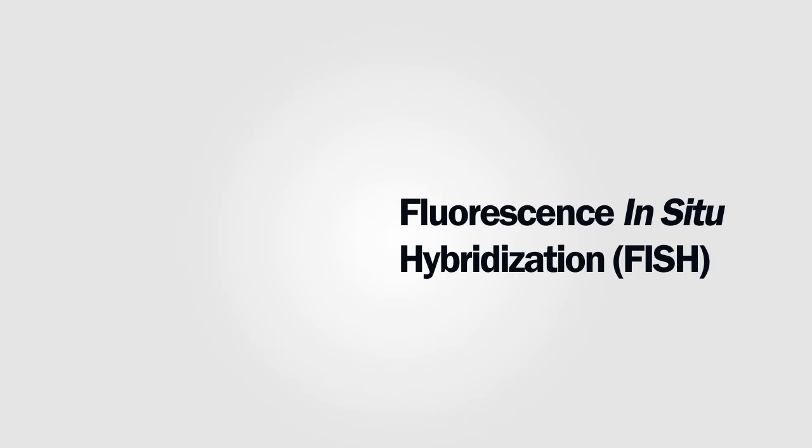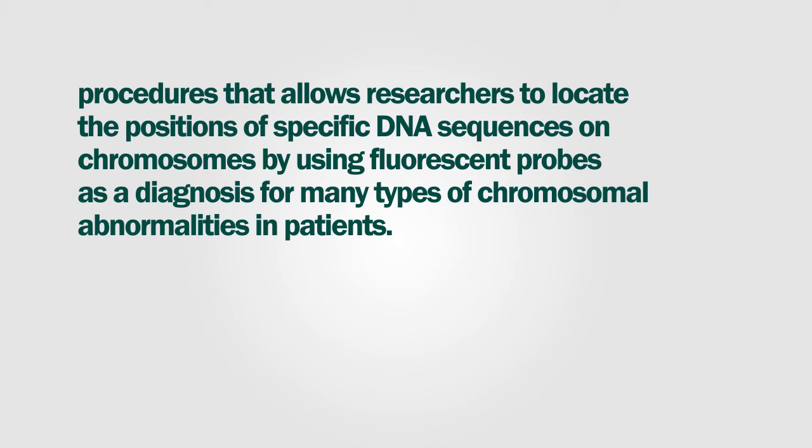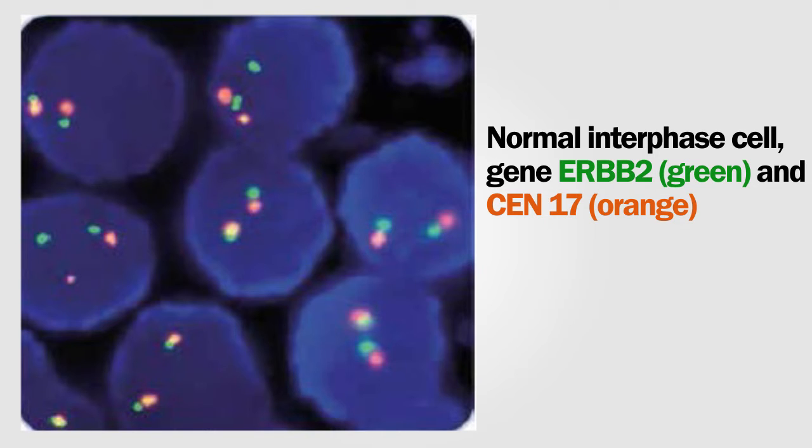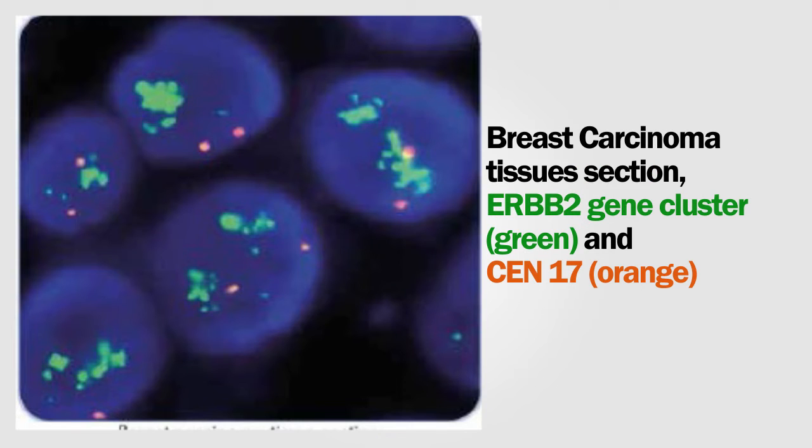In the molecular method, we can do fluorescence in situ hybridization, FISH. It is a procedure that allows researchers to locate the positions of specific DNA sequences on the chromosomes by using fluorescent probes, as a diagnosis for many types of chromosome abnormalities in the patient. This picture shows a normal interphase cell with the ERBB2 gene in green color and CEN17 in orange color. And this picture shows breast carcinoma tissue sections, showing the ERBB2 gene cluster in green color and CEN17 in orange color.